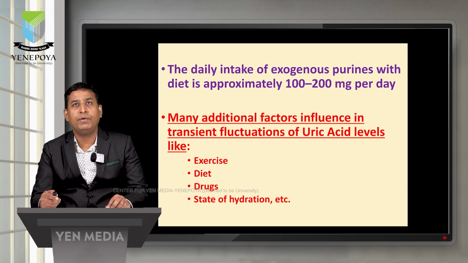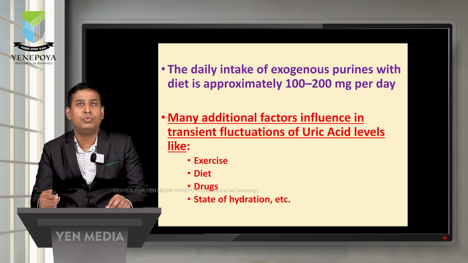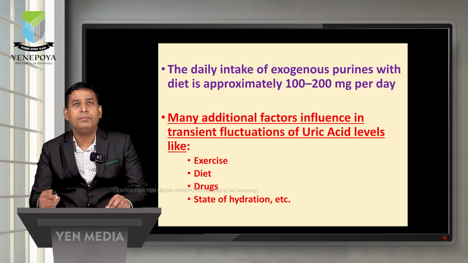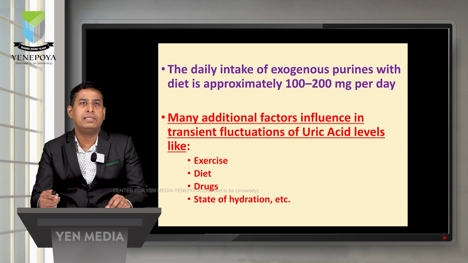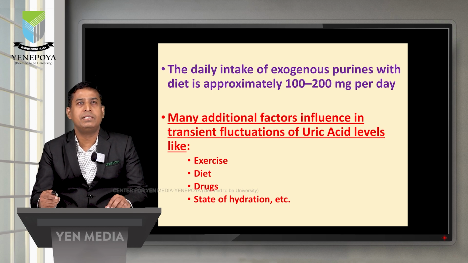The daily intake of exogenous purines, in the sense the purines which are ingested from outside the body, with the diet is approximately 100 to 200 mg per day. It is worth remembering that many additional factors influence transient fluctuations of uric acid levels, like exercise, diet, drugs, state of hydration, etc.